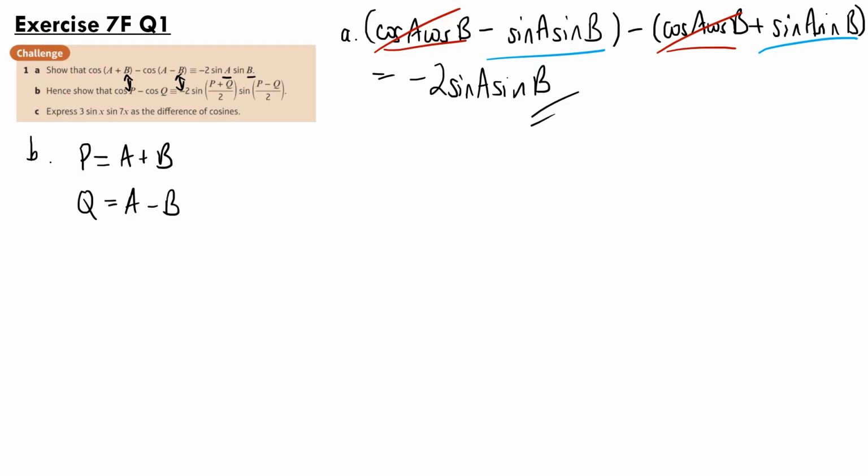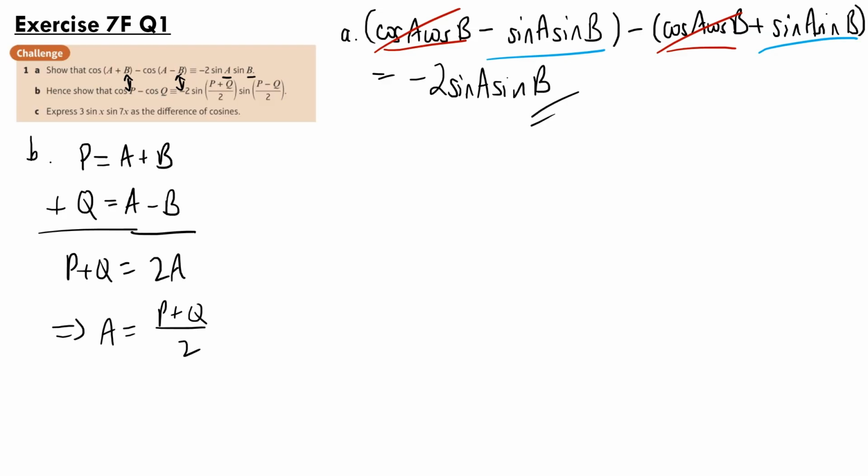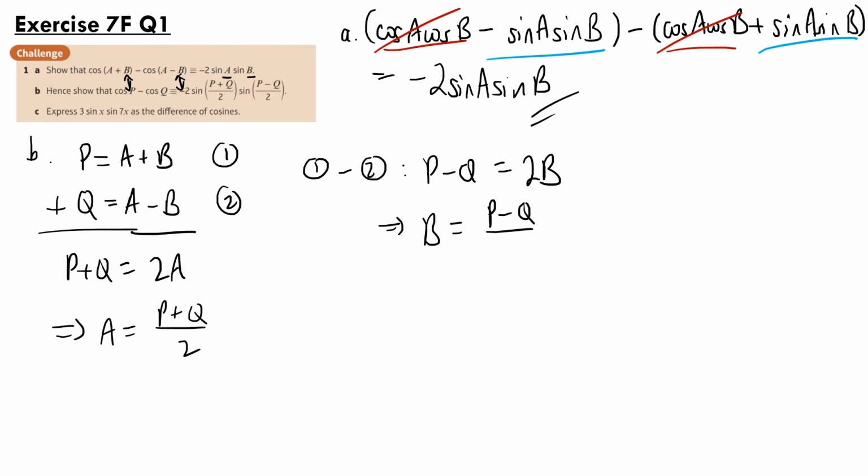So we can add them both together to get P plus Q is equal to 2A. And so we have A is equal to P plus Q over 2. We can take them both away. So equation 1 take away equation 2 will give us P take away Q is equal to, the A's cancel, B take away negative B is 2B. So we get that B is equal to P minus Q over 2.